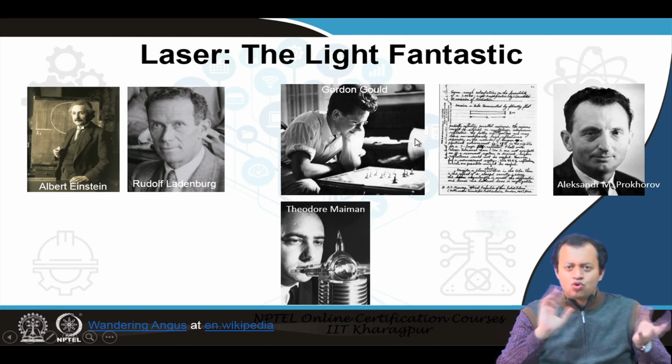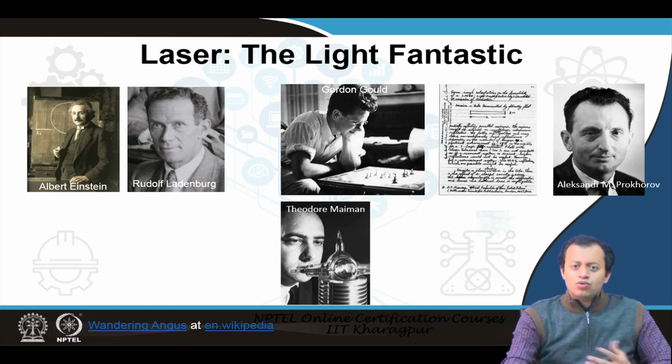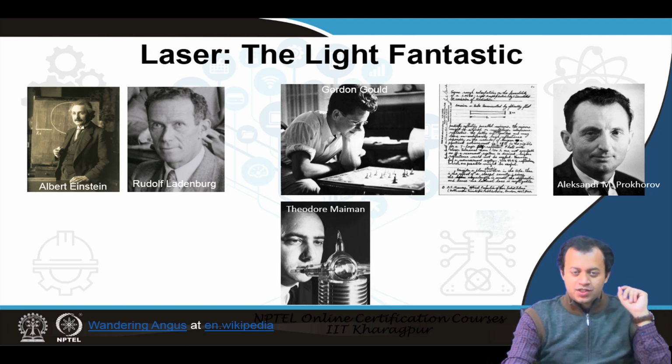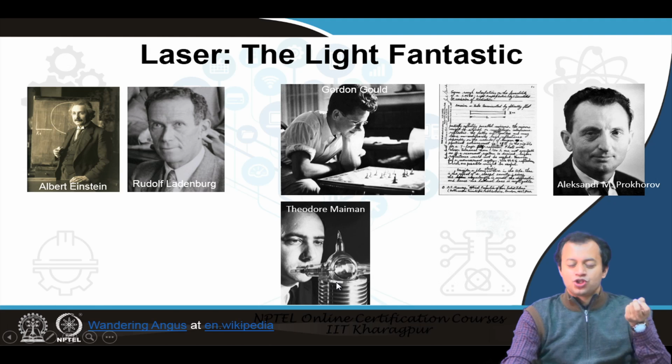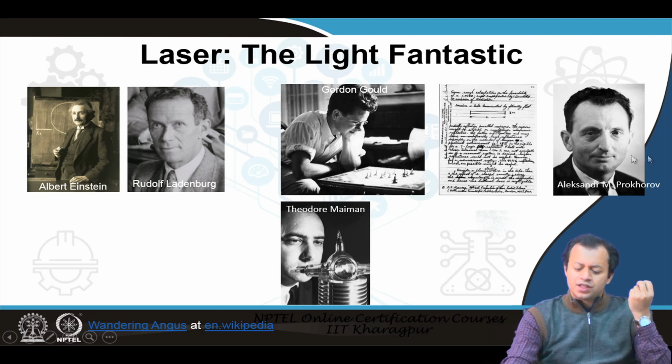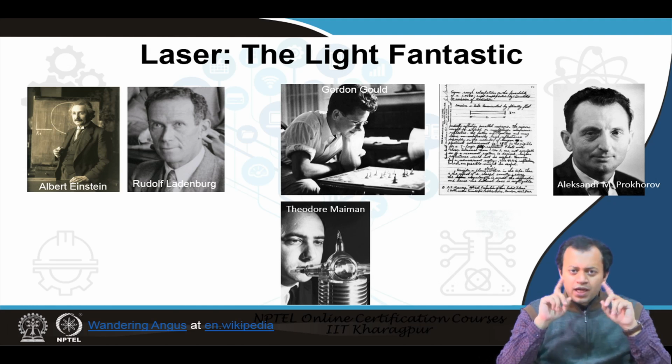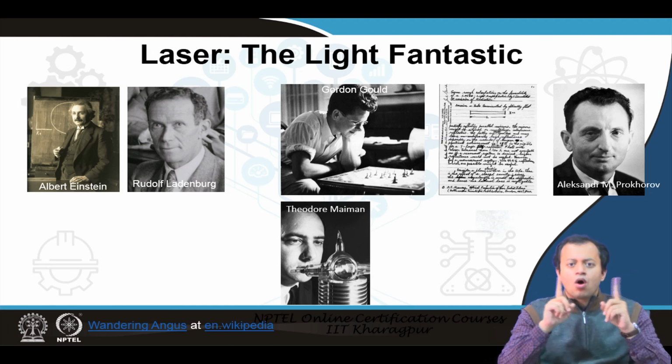But while these two parties were fighting, Theodore Maiman of Hughes Laboratories in 1960 utilized ruby, the popular semi-precious stone, and actually demonstrated the laser or lasing effect. In the meanwhile, there were Soviet physicists such as Alexander Prokhorov who did seminal work. So there is no one discoverer of the laser.